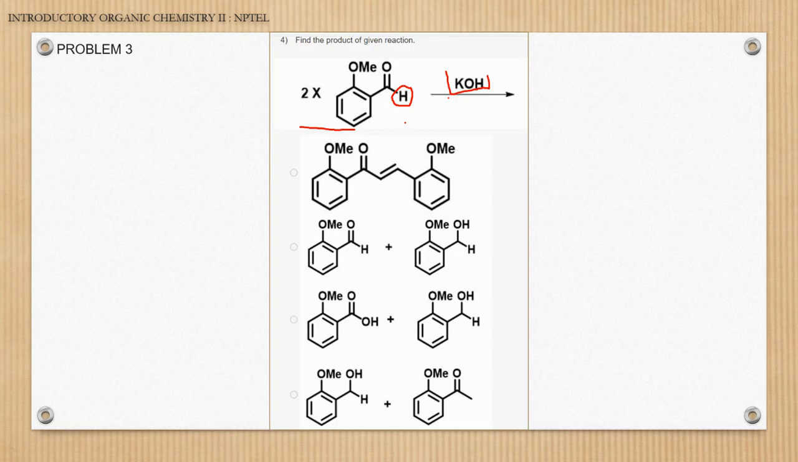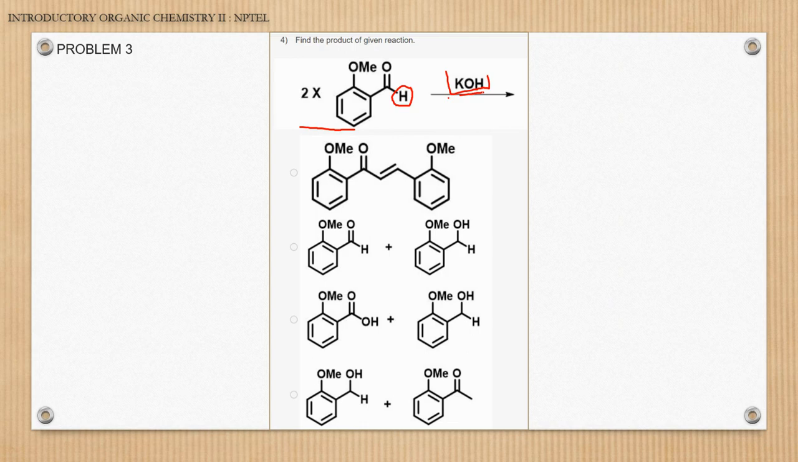Now how will it act? It will act as, sorry, Cannizzaro's reaction. Yeah, it is a Cannizzaro reaction. Very nice. So here, what will happen? Instead of abstracting the proton, base will react as a nucleophile because it has no choice but to act as a nucleophile. Because it is a strong base, it can either act as a nucleophile or abstract the acidic proton.